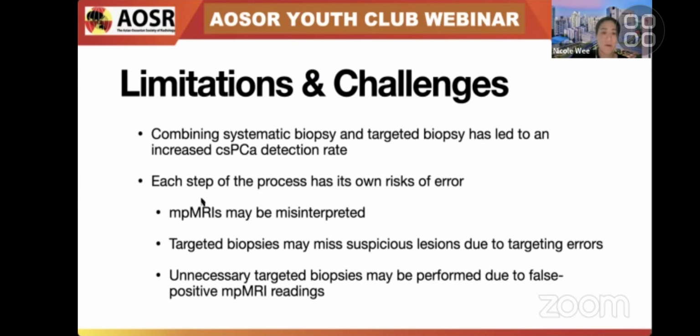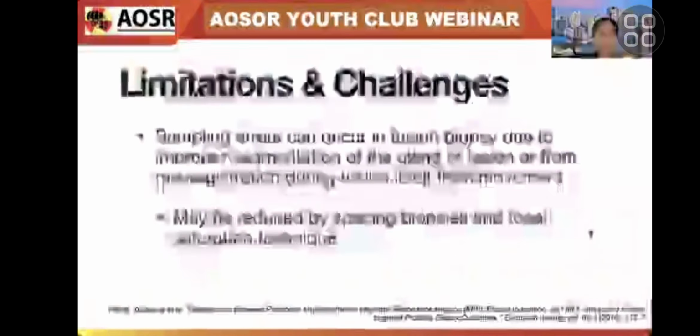However, each step of the process still has its own risk of error. So starting from the multiparametric MR acquisition to interpretation to reporting to segmentation, the fusion method and biopsy approach itself has its own risk of error. For example, the MRs may be misinterpreted, or sometimes there can be inter-reader variability. Targeted biopsies may also miss suspicious lesions due to targeting errors, and unnecessary targeted biopsies may be performed if there were to be false positive multiparametric MR readings.